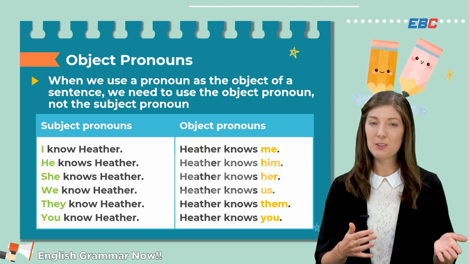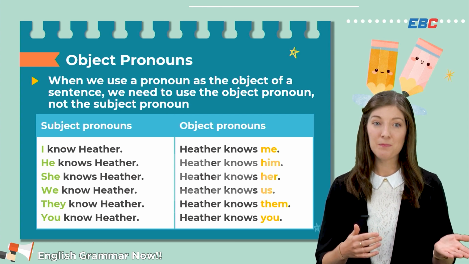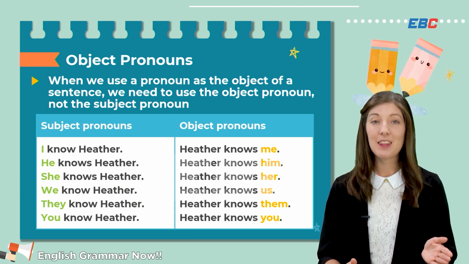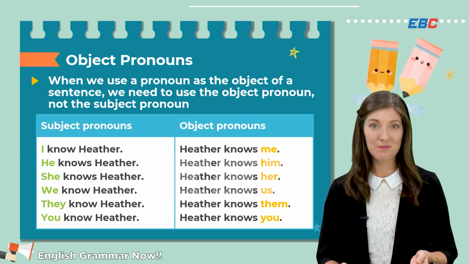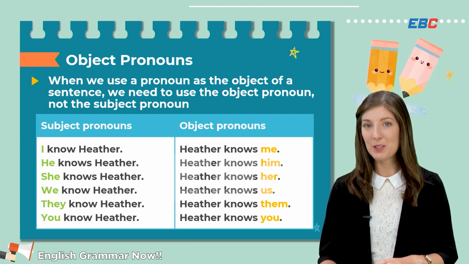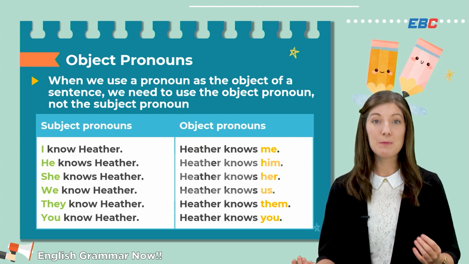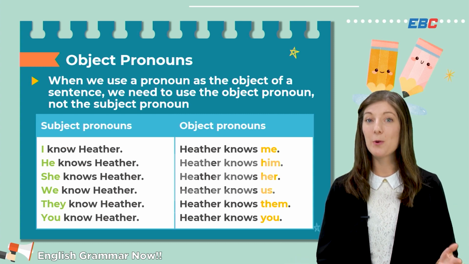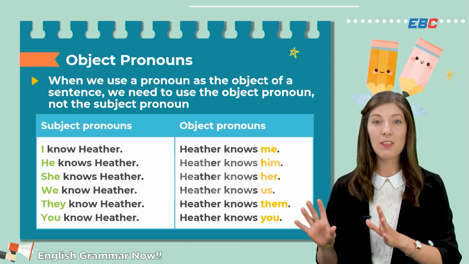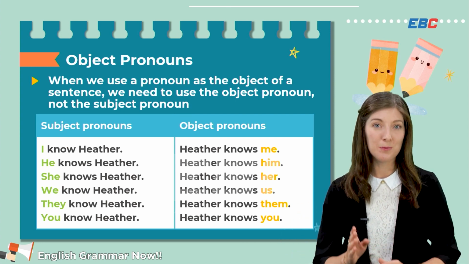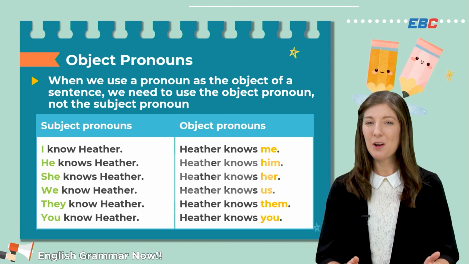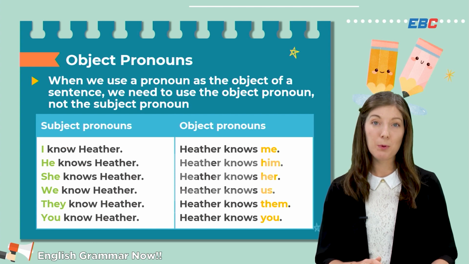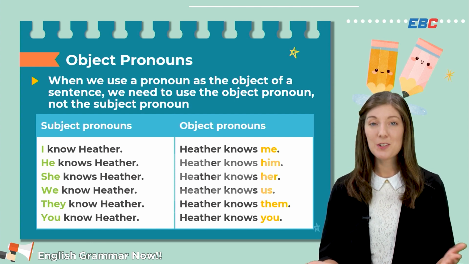Subject pronouns look like this. I know Heather, he knows Heather, she knows Heather, we know Heather, they know Heather, you know Heather. Object pronouns will look like this. Heather knows me, Heather knows him, Heather knows her, Heather knows us, Heather knows them, Heather knows you. You can see that the only one that doesn't change is you. It can be a subject pronoun or an object pronoun. There's no change.